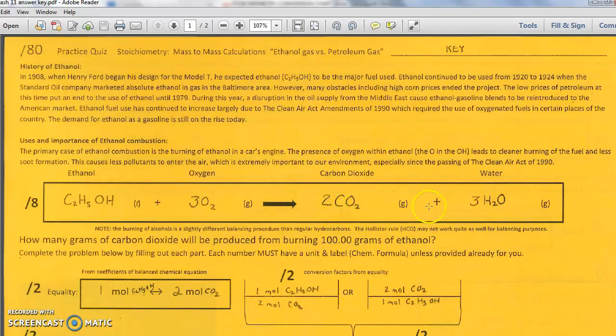Now we check our oxygens. 2 times 2 is 4 plus 3 times 1 is... let me try that again. 2 times 2 is 4, plus 3 times 1 is 7. That's 7 oxygens, not 8. Here I have 1 in this. 7 minus 1 leaves me with 6, so I put a 3 in front. 3 times 2 is 6, plus 1 is 7. 2 times 2 is 4, plus 3 times 1 is 7. We have a balanced equation.